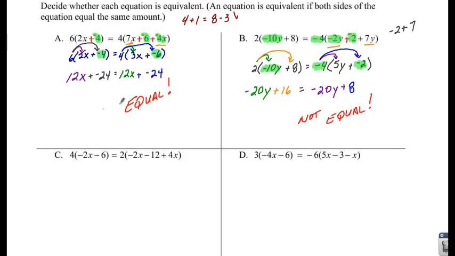Okay, here are problems C and D. I'd like you to go ahead, pause the video, try either one or both, then turn the video back on. I'm going to go ahead and explain them step by step. But before I do that, make sure you pause and try them for yourself.